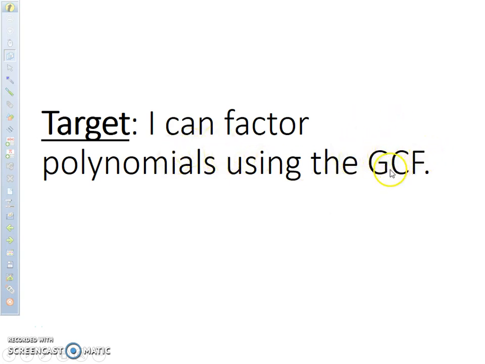Today we're going to talk about factoring polynomials using the GCF. What does GCF stand for? Reminder, it stands for greatest common factor. You did this in elementary school, and we just have to remind ourselves what GCF is because we forget. It's okay, but we want to remember it now.